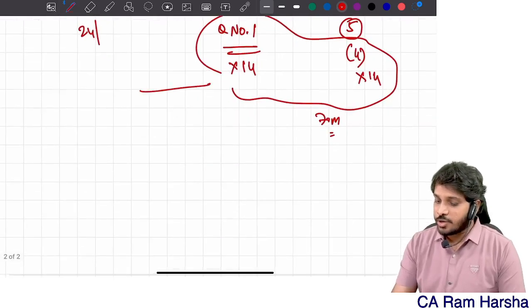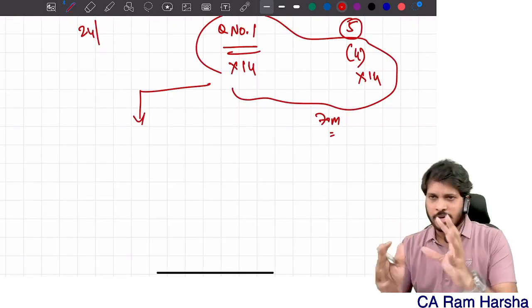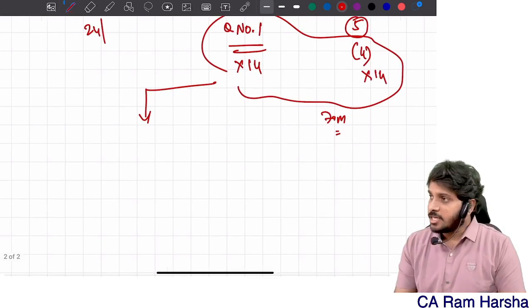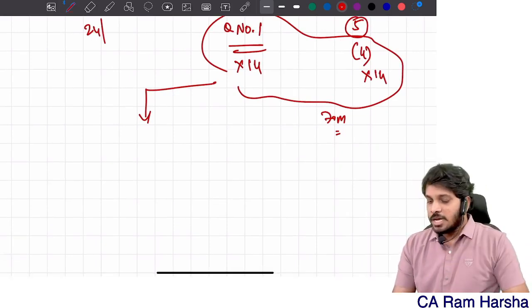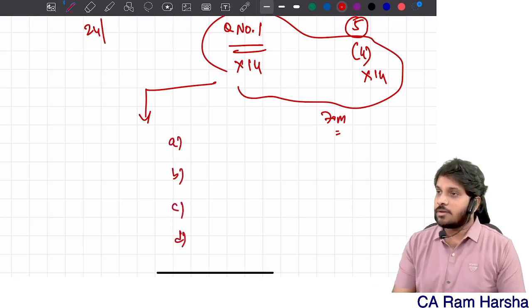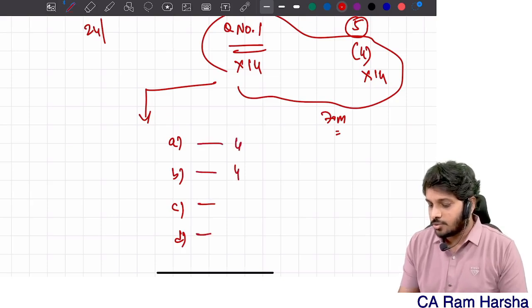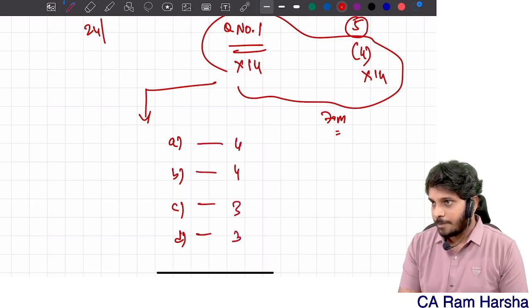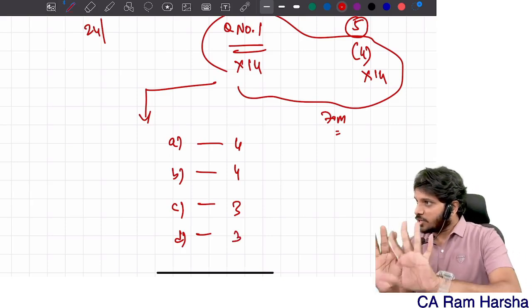How will each and every question be composed? Each question will be for 14 marks, which will have sub questions. 4 sub questions will be there. 2 sub questions will be 4 marks and 2 sub questions will be 3 marks. 4 plus 4, 8, 3 plus 3. You're getting it? Totally 14 marks.